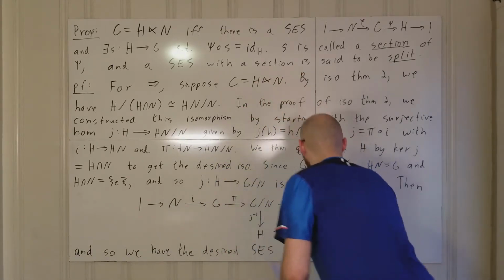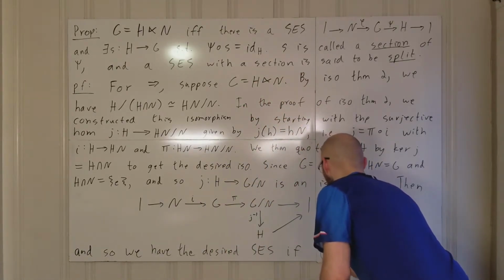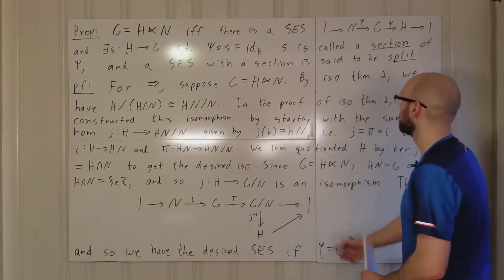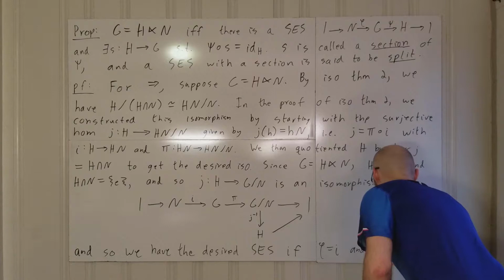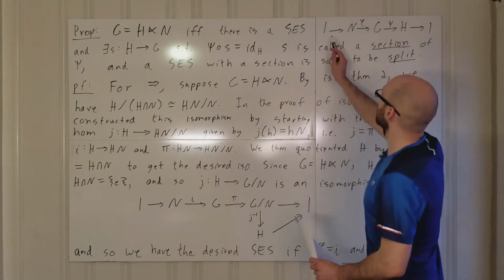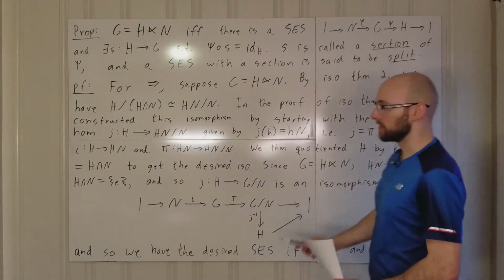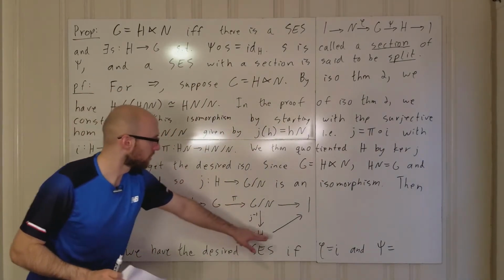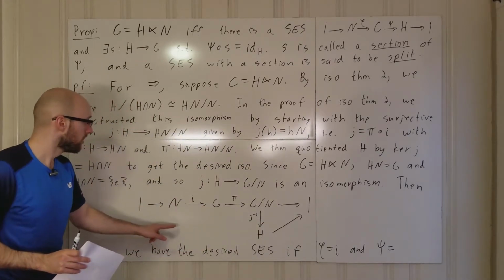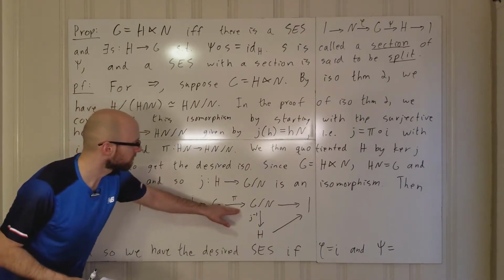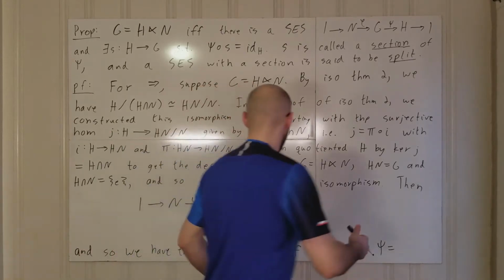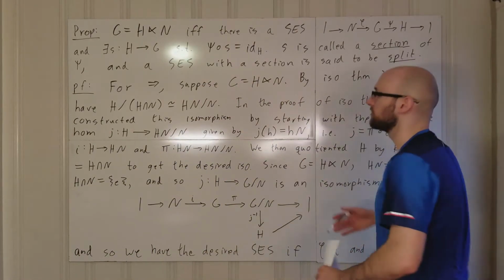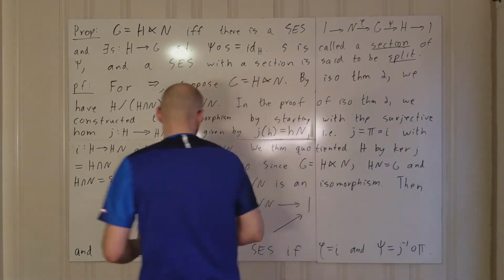If we let phi equal the inclusion, I'm sorry, the identity, inclusion, and then we let psi equal, well, here we want 1, N, G, H, 1. So we have 1, N, G, H, 1. And so what's psi going to be? Psi is going to be going through pi and then going through J inverse. So it's J inverse composed with pi, because remember, composition of functions goes backwards.